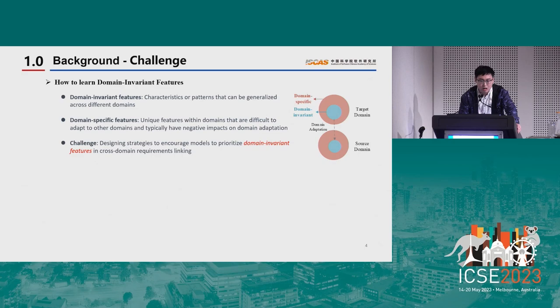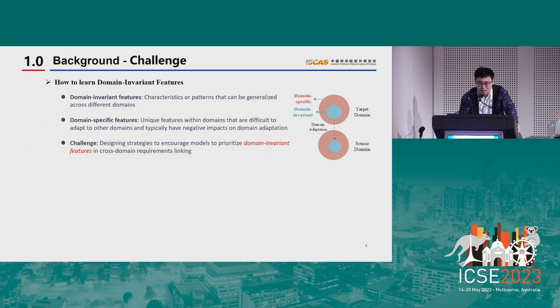However, there are challenges for domain adaptation. The first is how to learn domain-invariant features. Domain-invariant features are characteristics or patterns that can be generalized across different domains. However, domain-specific features are unique features within a domain that are difficult to adapt to other domains and typically have negative impacts on domain adaptation. So, it is challenging to design strategies to encourage models to prioritize domain-invariant features in cross-domain requirements linking.